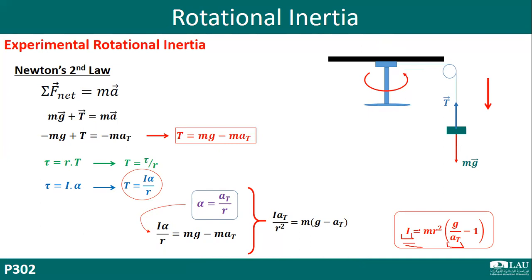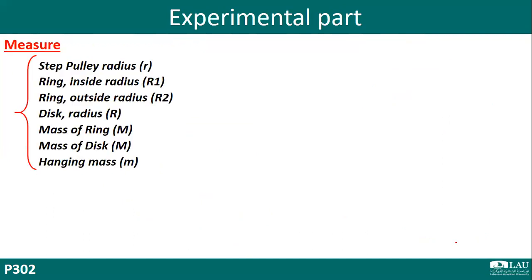So here we have the same expression for the disk and for the ring, whatever the shape of the object placed on the rotating platform. As you can see, AT will be recorded using Data Studio. So from AT, you will calculate I. I here is an experimental value, but it's a calculated experimental value.